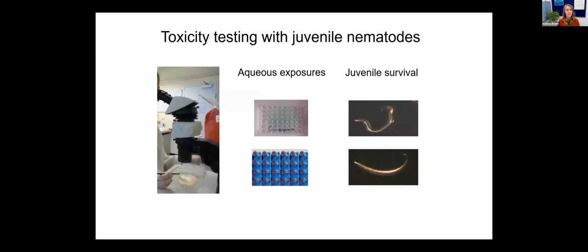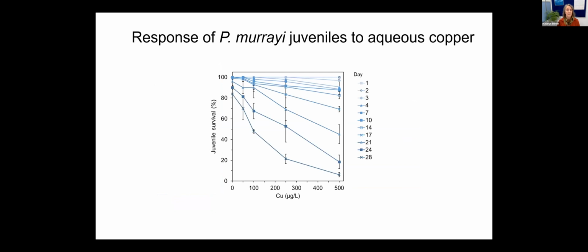Our test uses aqueous exposure in sealed vials or well plates, usually with 4 replicates for each treatment and 10 nematodes per replicate. So here are some results from toxicity tests with copper. This figure shows survival data for J2 juveniles up to 28 days of exposure. You can see nematodes responded to increasing copper concentrations, but a minimum of 21 days was needed for models to be able to estimate sensitivity. And this is around 6 times longer than tests with temperate nematodes.